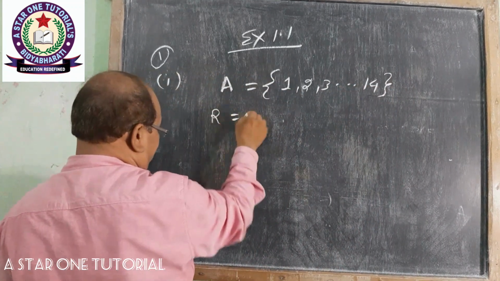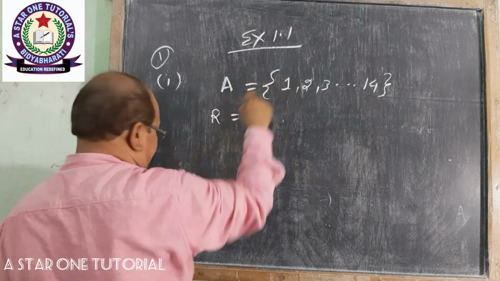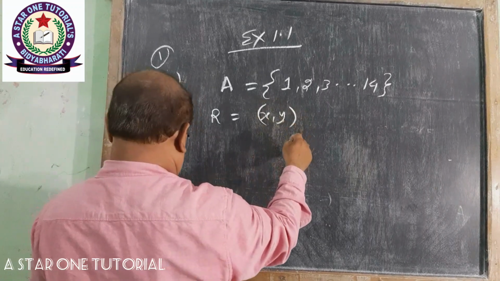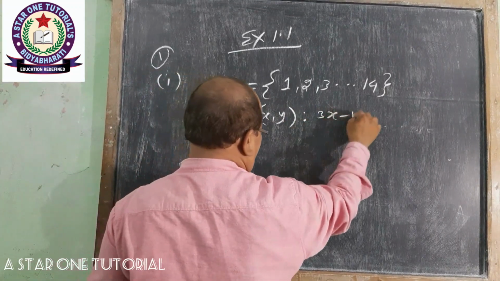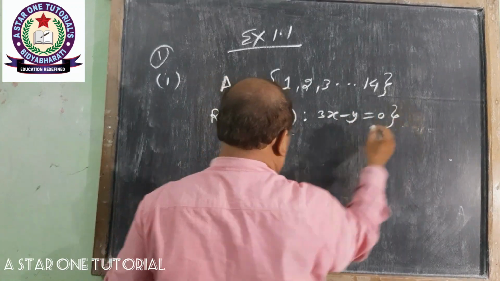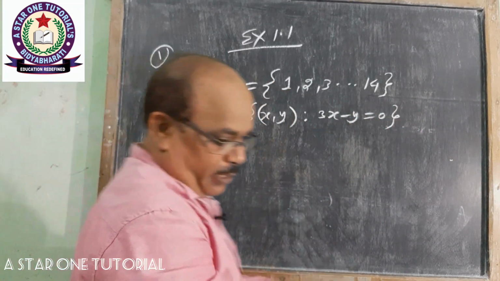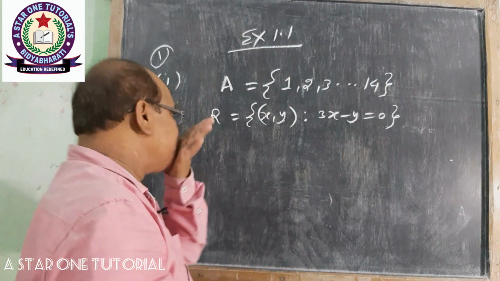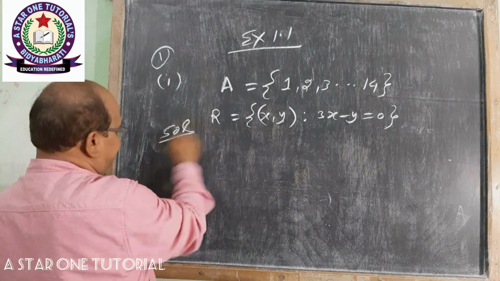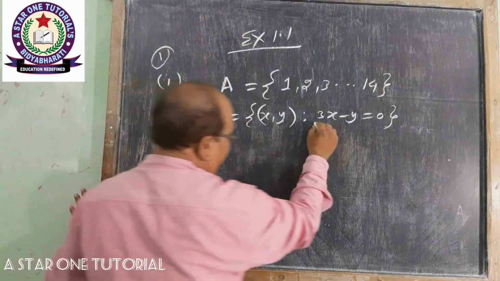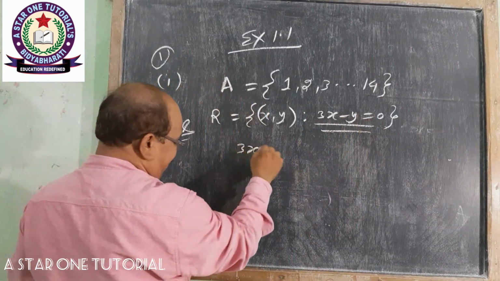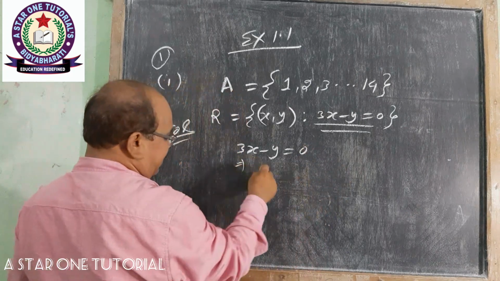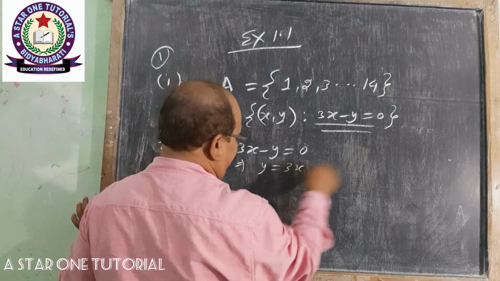Now R is the relation defined on the set A, given by the rule: ordered pairs (x, y) such that 3x minus y is equal to 0. We have to determine whether this relation is reflexive, symmetric or transitive. Let us solve it. First solve this equation: 3x minus y is equal to 0, that implies y is equal to 3x.